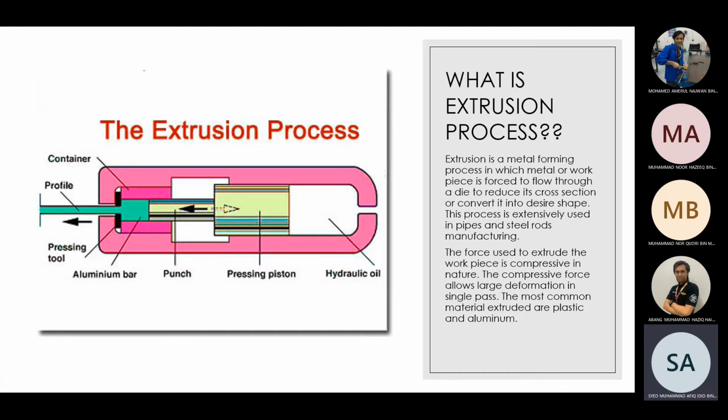So what is the extrusion process? Extrusion is a metal forming process in which a metal or workpiece is forced to flow through a die to reduce its cross section or convert it into a desired shape. This process is extensively used in pipe and steel rod manufacturing. The force used to extrude the workpiece is compressive in nature. The compressive force allows a large deformation in a single pass. The most common materials extruded are plastic and aluminium. As you can see in the slide, this is the extrusion process.